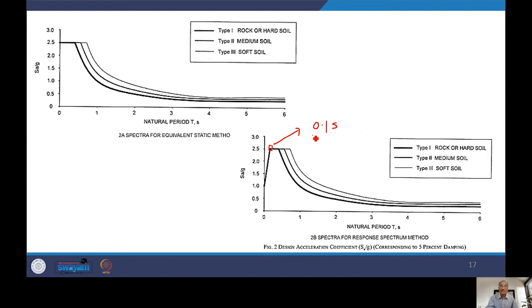And this 0.1 second is the respective type of soil. In fact, up to this point, all the curves are going together, and after that, they started diverging. So these points we have already discussed: this value was 0.1, this is 0.4, this is 0.55, and 0.67. So this way, you have these flat curves.